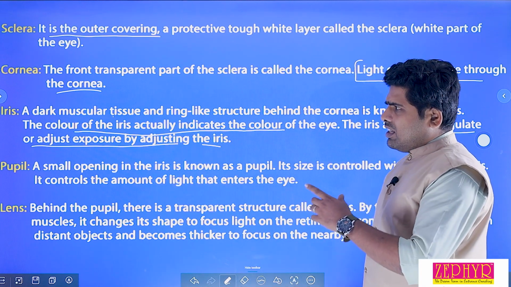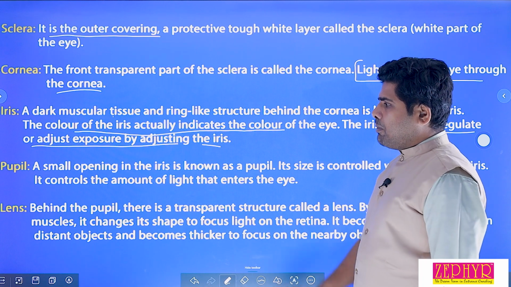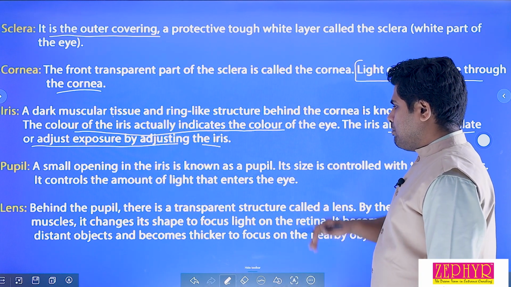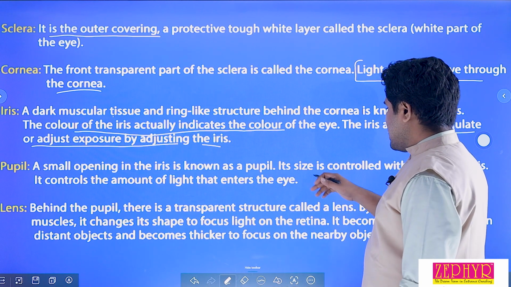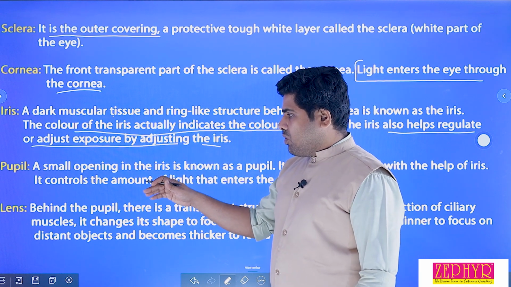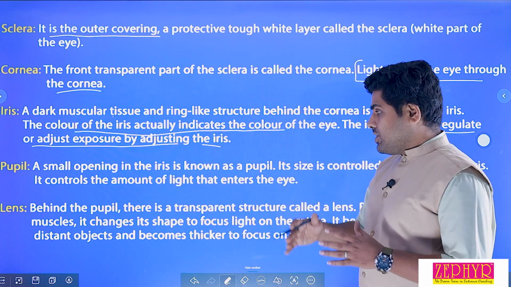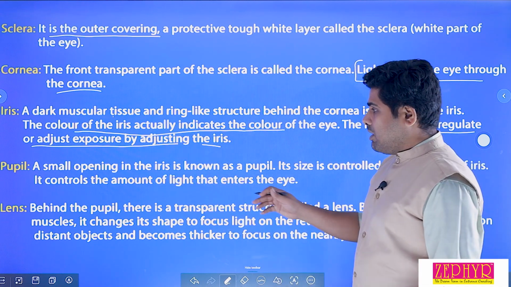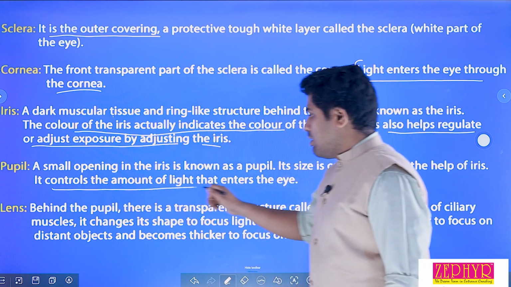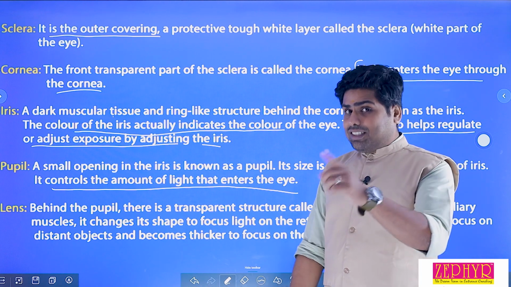Then the fourth one, that is pupil. The small opening in the iris is known as a pupil. Its size is controlled with the help of iris. It controls the amount of light that enters the eye. That is the important point.